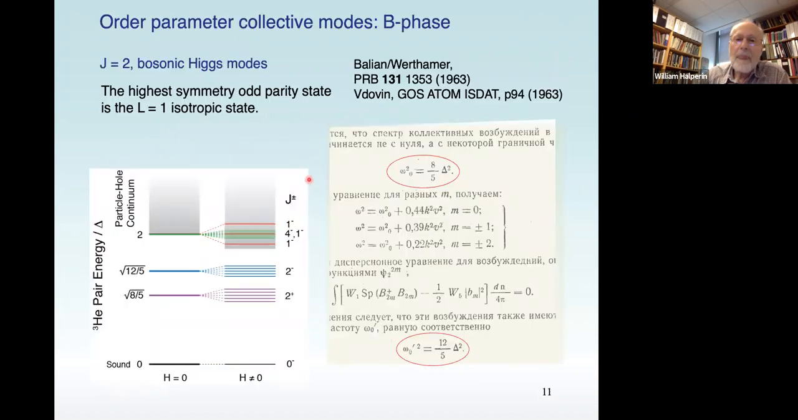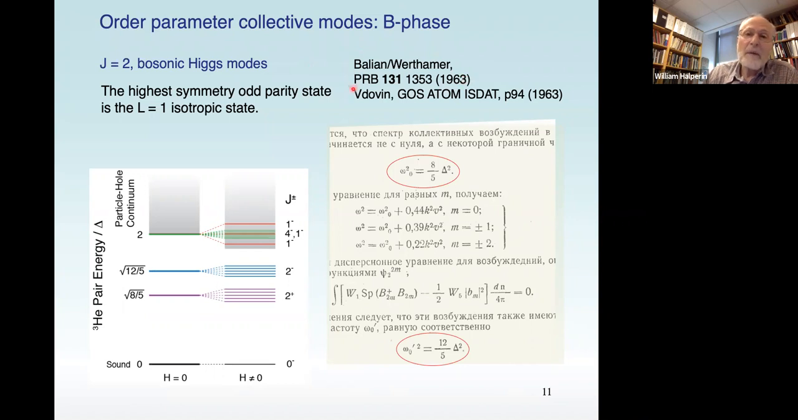However, in order to choose which of the possible B phases might be the B phase, let's go to the theoretical side, where Balian and Wertheimer actually predicted that this B phase that it turns out we are observing is the isotropic state, known now as the Balian-Wertheimer state. This was done in 1963.